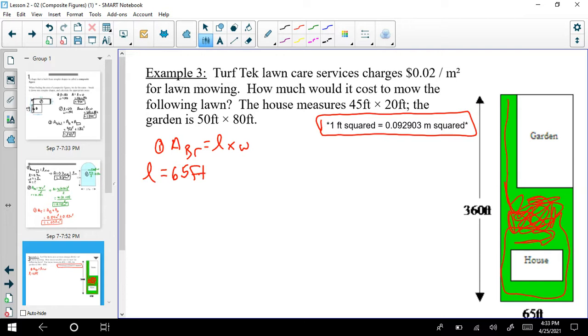So 65 feet. I swear I have nicer writing when I'm not writing on here. And then my width is this 360 feet here. I'm going to erase that so it doesn't look terrible, but I just wanted you to see. Right, so 360 feet.